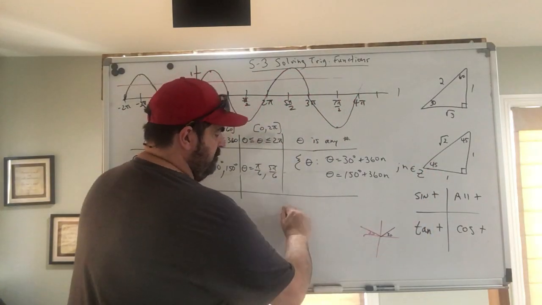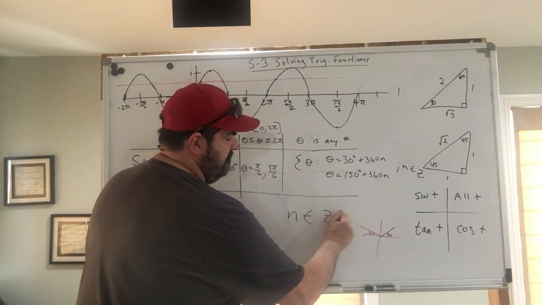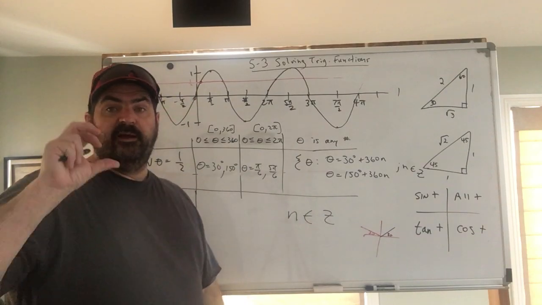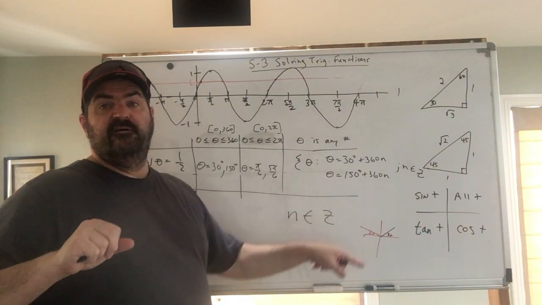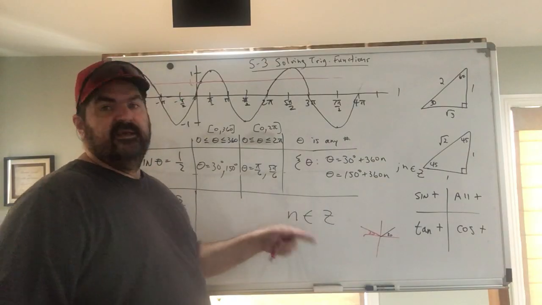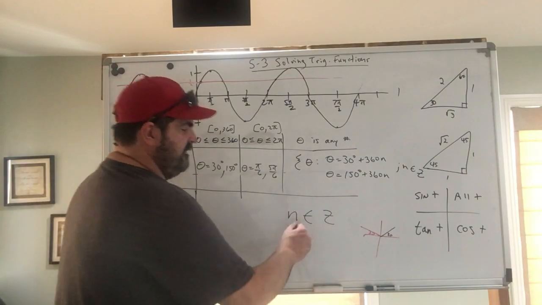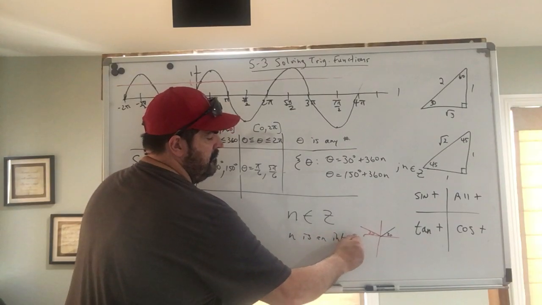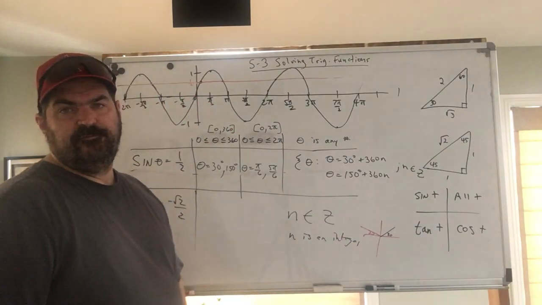Now I'm going to write it bigger so you guys can see it. That is saying n is, that's a Greek letter epsilon, n is an element of Z. The letter Z stands for integers. So n is an integer. If you don't like the notation, you can just say n is an integer, okay?